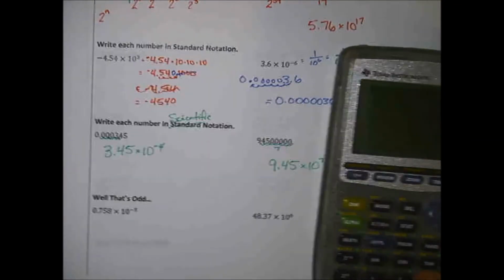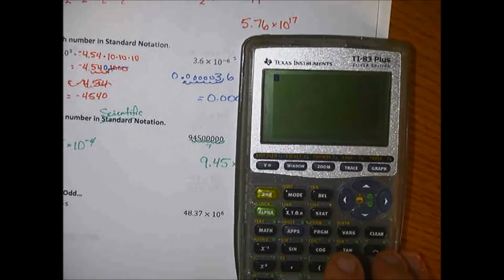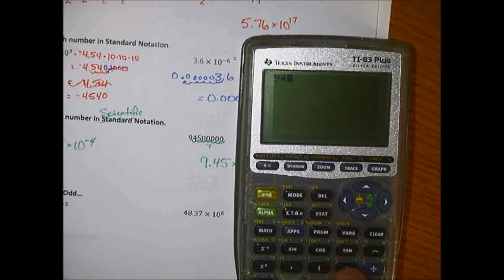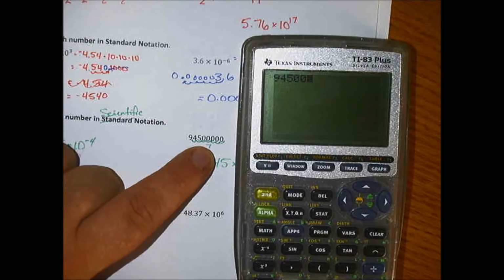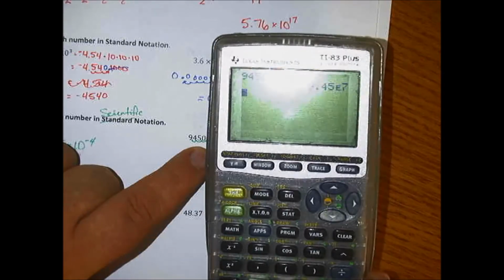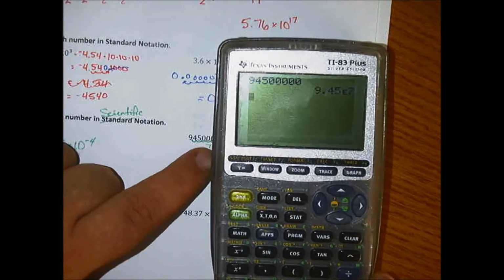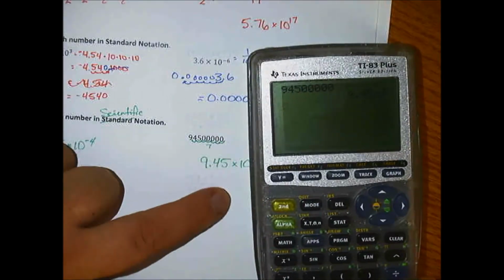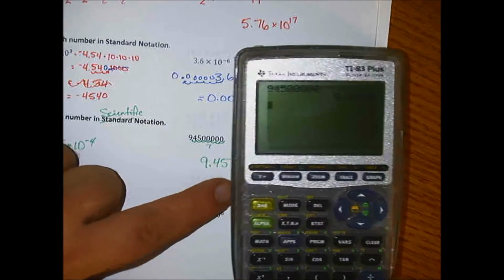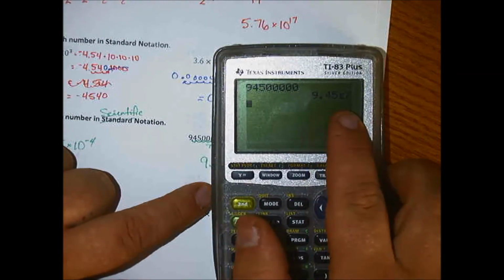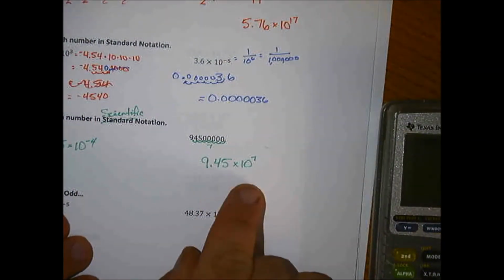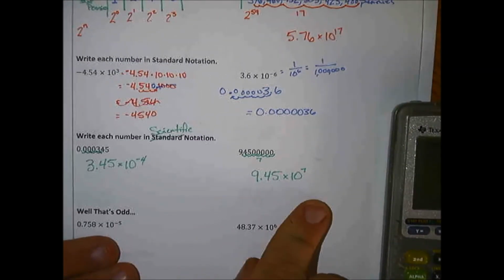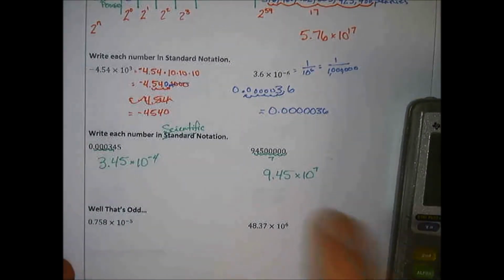Let's try it on this second problem. So I have 945, and then it looks like 5 zeros: 1, 2, 3, 4, 5 zeros. Now if I hit enter, I get 9.45 e to the 7. That e means times 10. Never write it as 9.45 e to the 7. That will be incorrect. You have to have the times 10 to the 7 for that to be right.